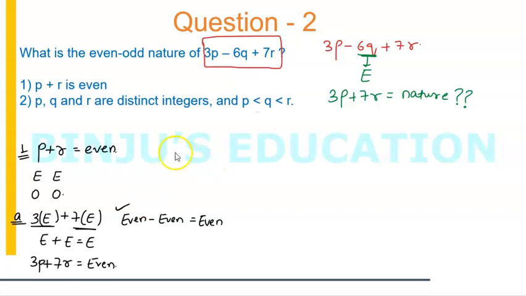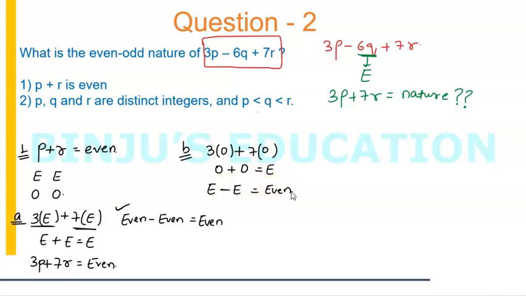Now, the B part of this statement 1, when both of them are odd, so you will have 3 into odd plus 7 into odd. So this is odd plus odd, which is simply equal to even. Now, so this will give us result even minus even, because 6q is also even and this is also even.